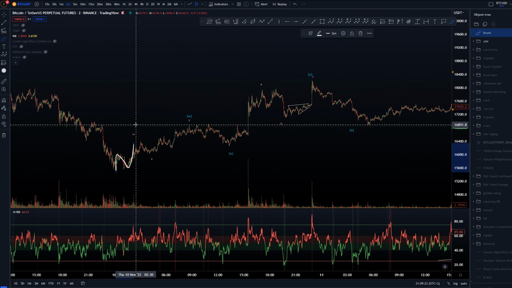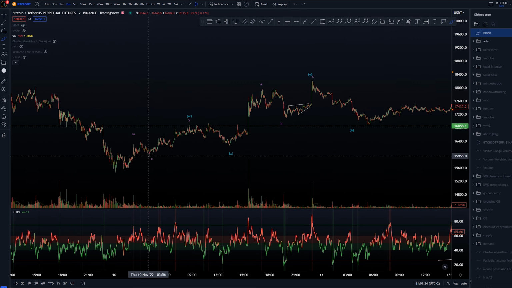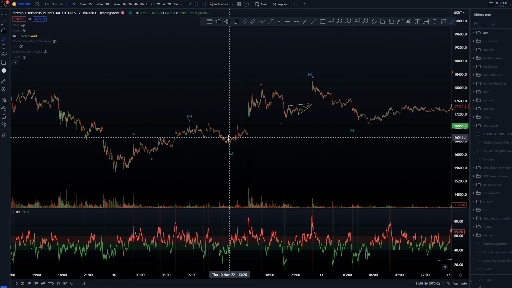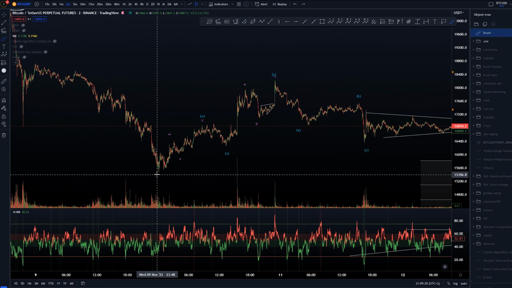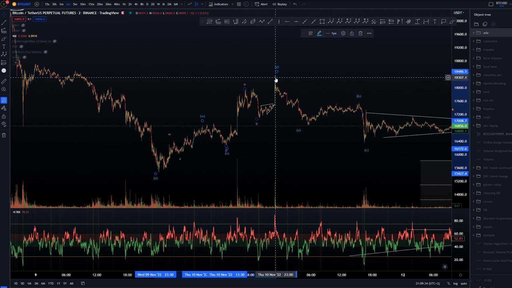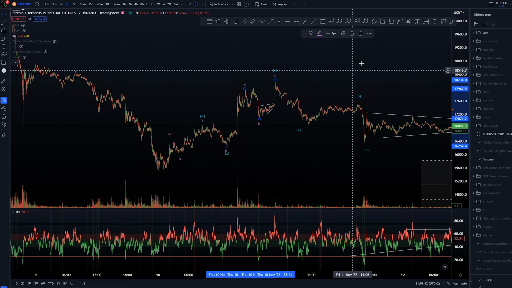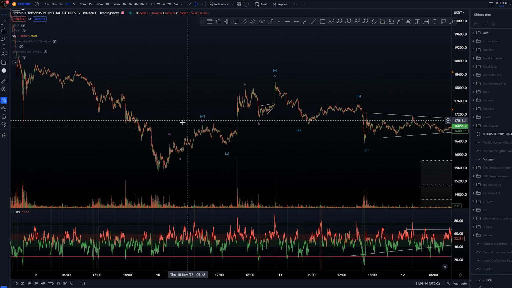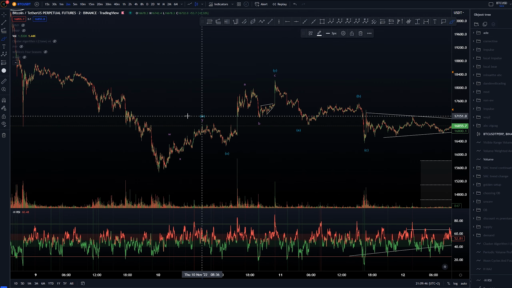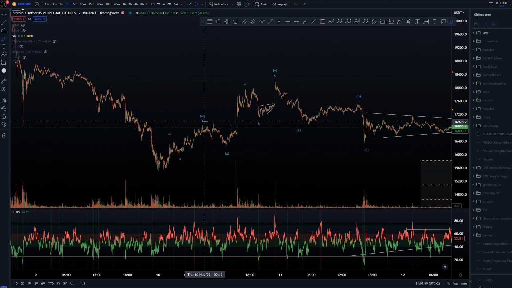In this one, we could be having this as W, a 3-wave into X, another 3-wave structure into the wave Y, completing wave W. Again, WXYs inside WXYs is something that the original Elliott Wave book does not allow. I do allow that, as the markets, in my opinion, have shifted more and are not really that clear anymore. So that's why I do think it is a possibility that we have WXYs inside WXYs.